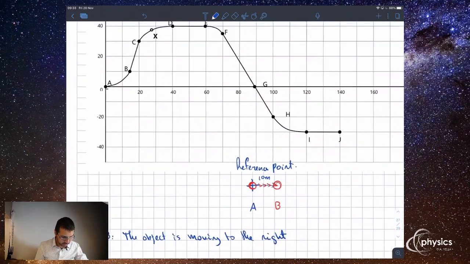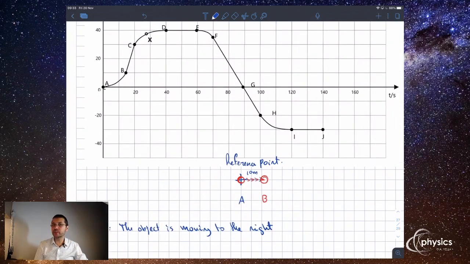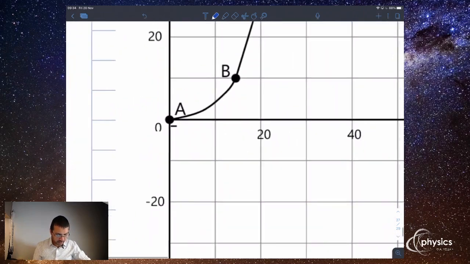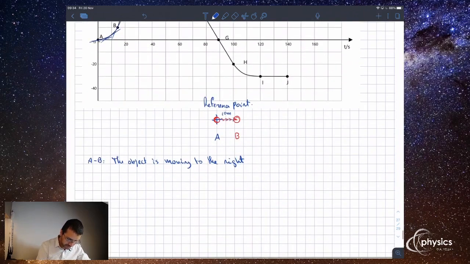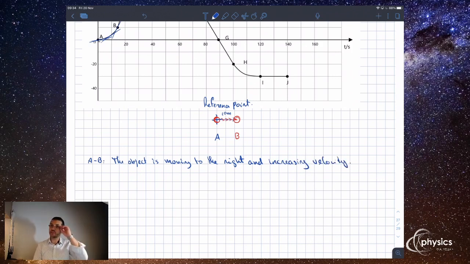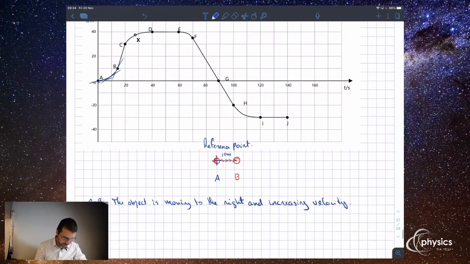Now, is it changing velocity or not? Is it at constant velocity or not? It's changing velocity because it's a curve. Now, how is the velocity changing? Let's draw some tangents. If I draw a tangent here, a tangent there, and then a tangent there, what's happening to the gradient of the tangent? Increasing. Therefore, I can say the object is moving to the right and increasing velocity. All right, that is my first part of the graph.